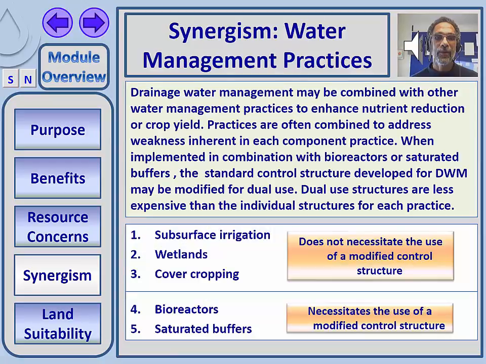Drainage water management may be combined with other water management practices to enhance nutrient reduction or crop yield. Practices are often combined to address weaknesses inherent in each component practice. When implemented in combination with bioreactors or saturated buffers, the standard control structure developed for drainage water management may be modified for dual use. Dual use structures are less expensive than the individual structures for each practice.